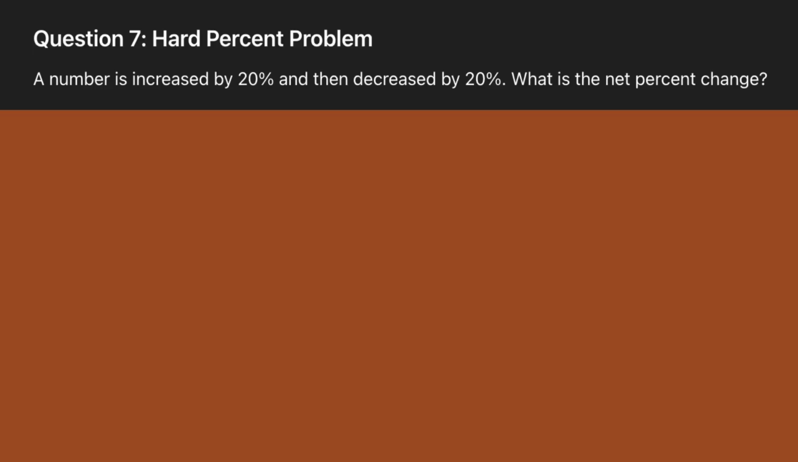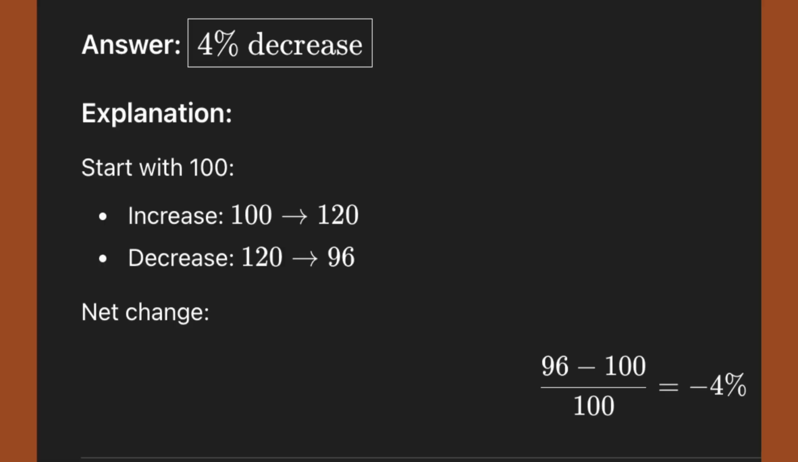Question 7. Hard percent problem. A number is increased by 20% and then decreased by 20%. What is the net percent change? Take a minute to pause the video and figure out your answer. If you got a 4% decrease, you are correct.